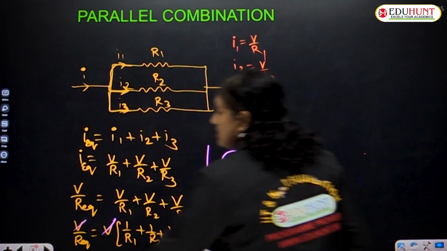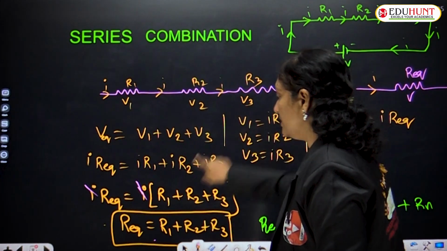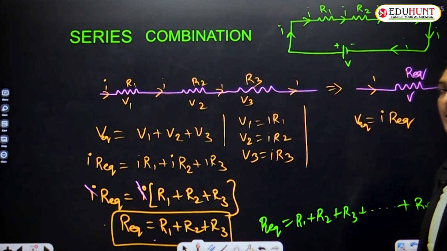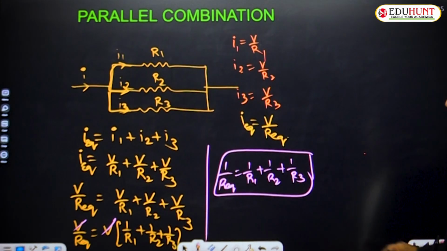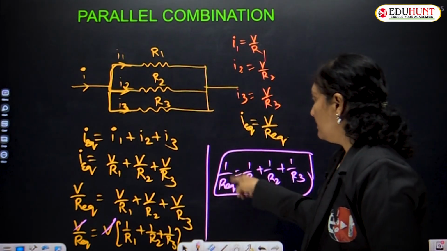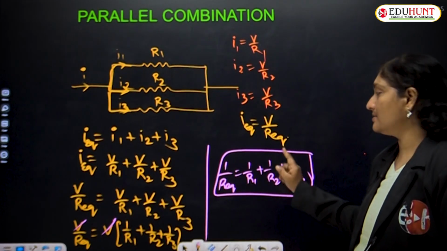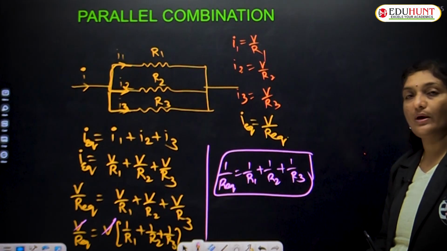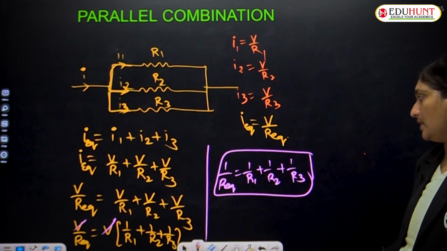So whenever the resistors are connected in series in the circuit, R equivalent is given by simply the summation of all those values, that is R1 plus R2 plus R3. But when these resistors are connected in parallel, then the equivalent resistance is given by 1 by R equivalent equals 1 by R1 plus 1 by R2 plus 1 by R3, the summation of their reciprocals.